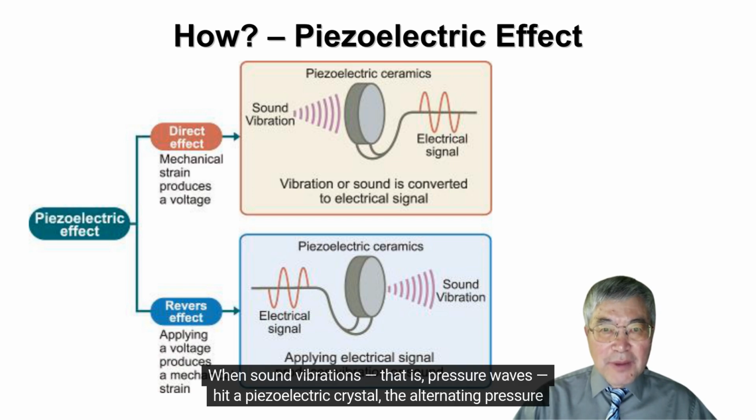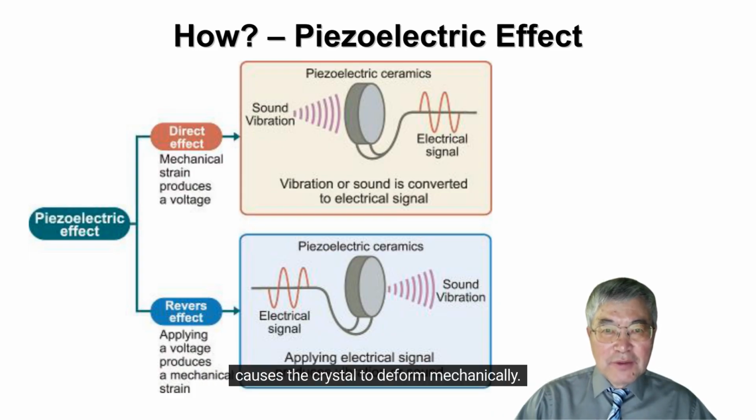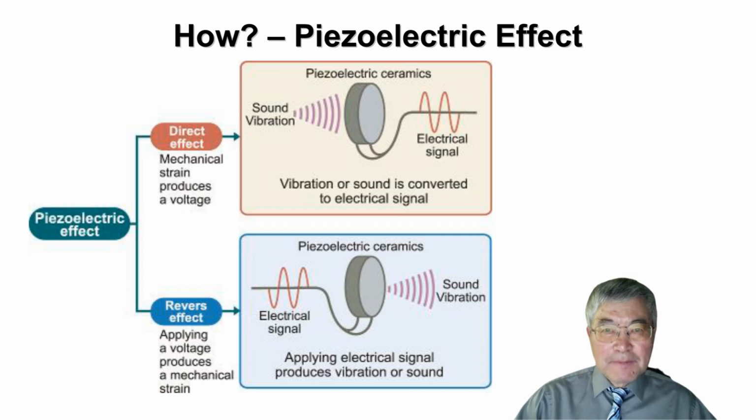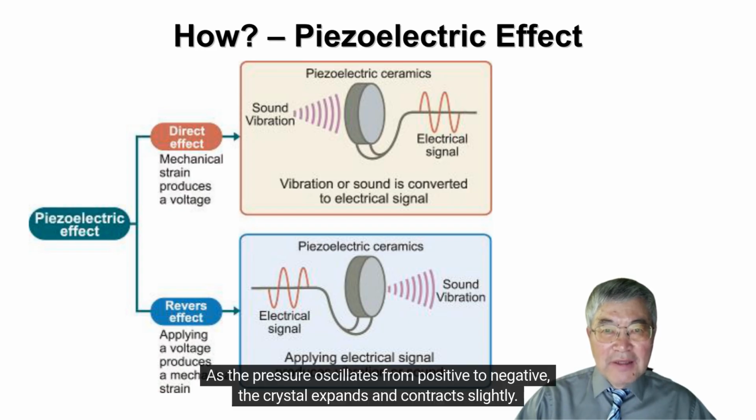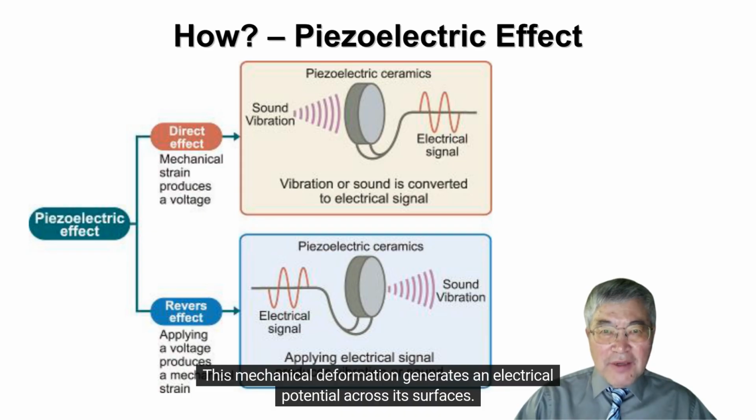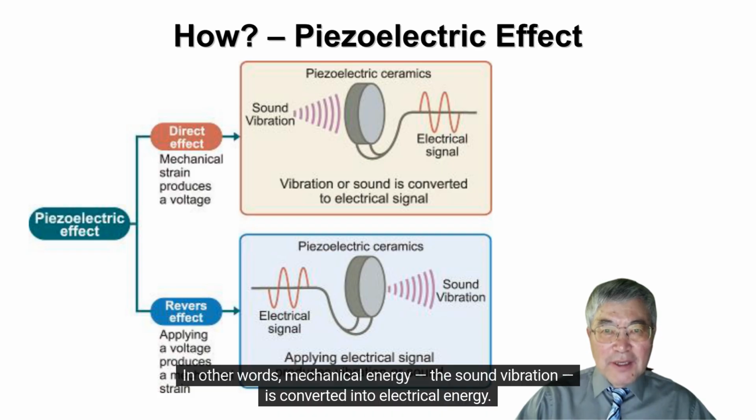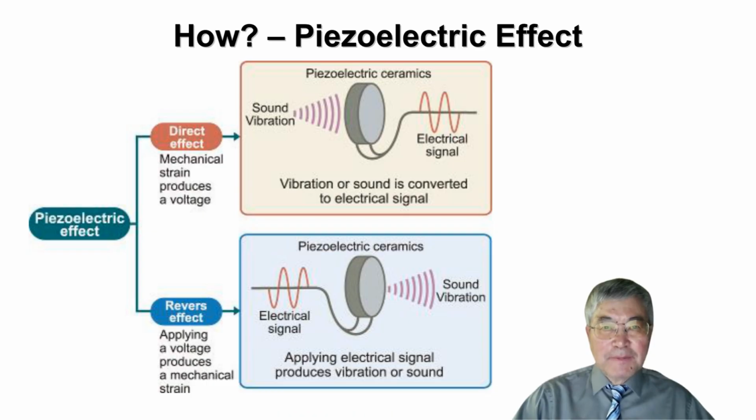When sound vibrations, that is pressure waves, hit a piezoelectric crystal, the alternating pressure causes the crystal to deform mechanically. As the pressure oscillates from positive to negative, the crystal expands and contracts slightly. This mechanical deformation generates an electrical potential across its surfaces. In other words, mechanical energy, the sound vibration, is converted into electrical energy.